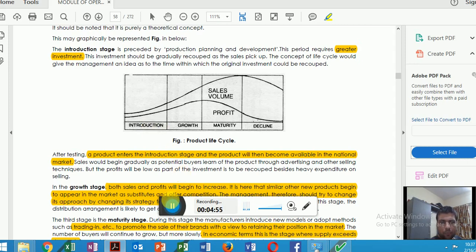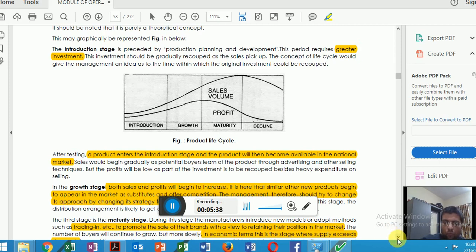Now before launching the product in the market, testing is carried out on the product. If the testing is satisfactory, then the product is launched in the market at national level through proper advertising and selling techniques, meaning proper selling or advertising channels. Different channels or hoardings will be there regarding the launching of the product, so that people know that the product is going to be launched in the market. So all this part comes under the introduction stage.